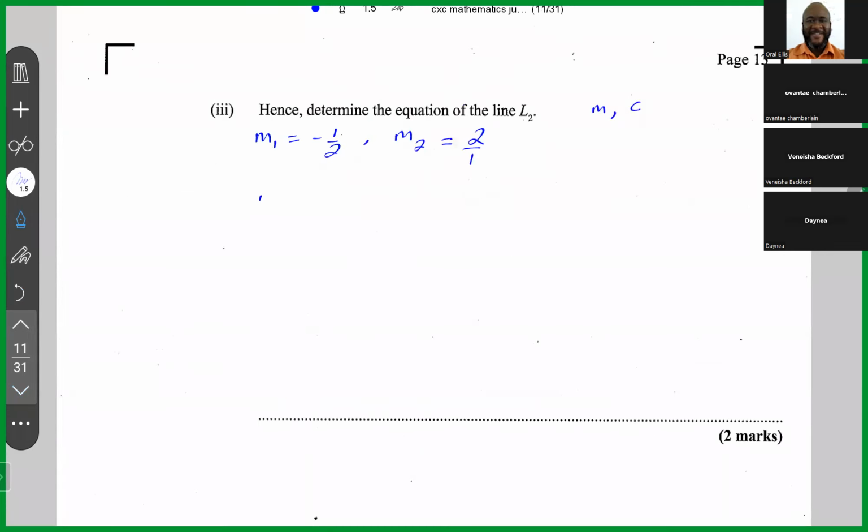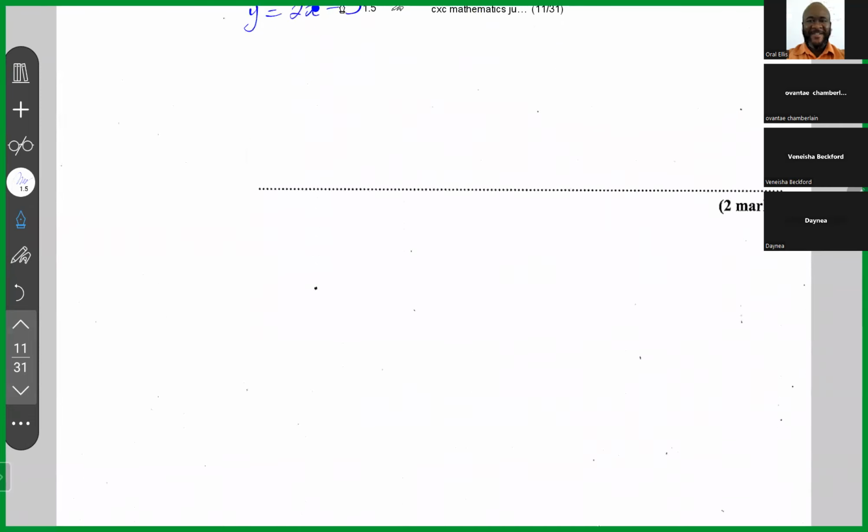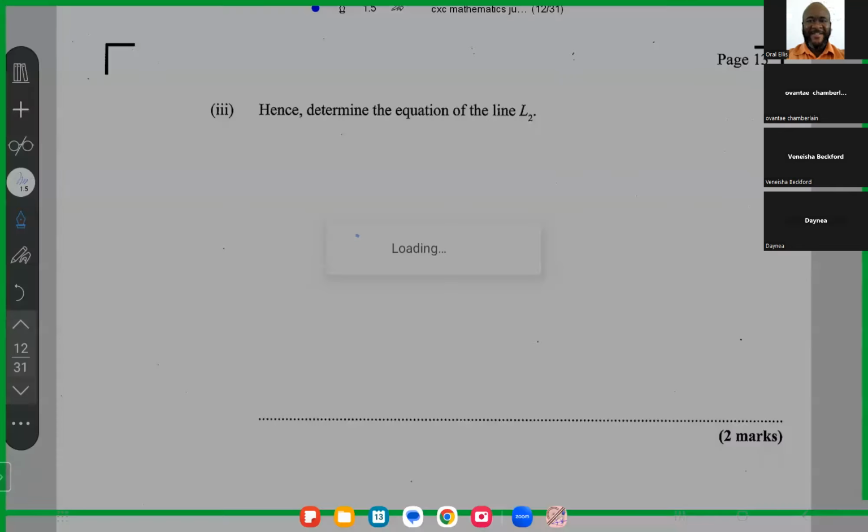So the equation is y is equal to mx plus c. M is 2, so it's 2x, and c is minus 5. Y is equal to 2x minus 5 is the equation of line 2. All right, we're finished with that.